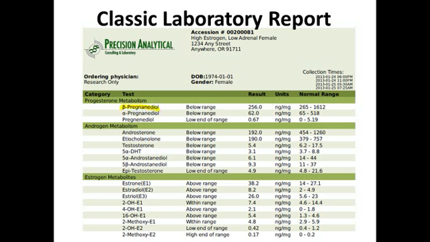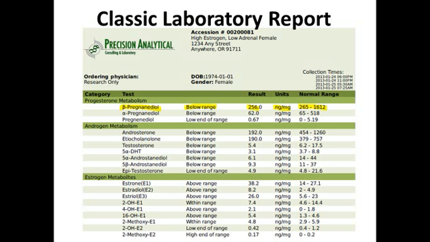In this case, beta-pregnadiol is a progesterone metabolite. For this particular patient, you can see the status here in the middle is below range. The result, the units measured, and then you can see the reference range, the normal range, is 265 to 1612, and so you see that the result of 256 is indeed below range. So you can see each of these hormones here.